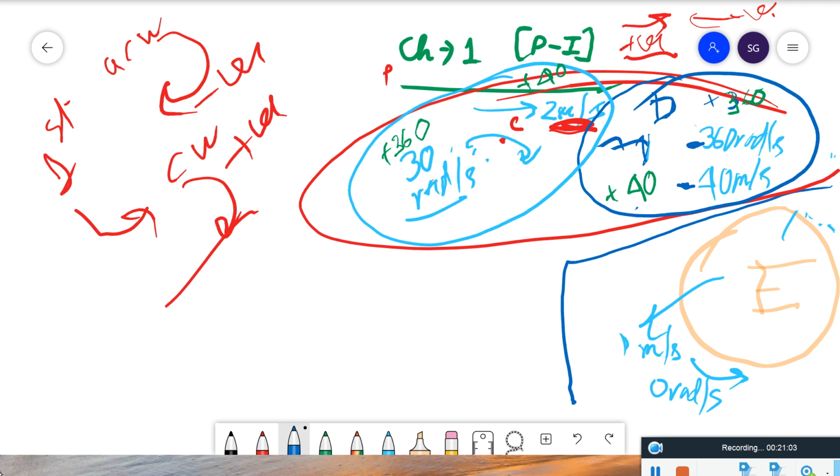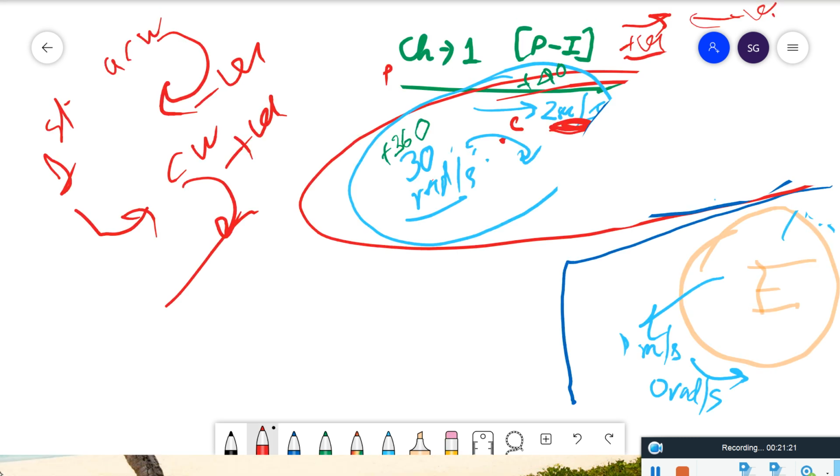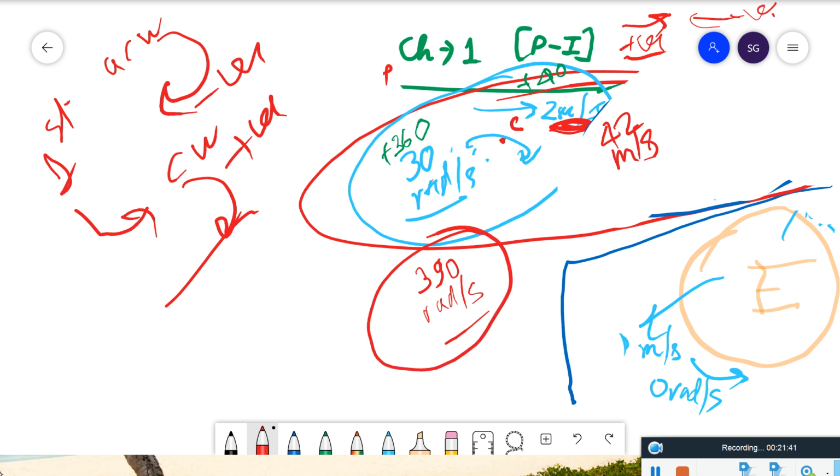Since I have made it 0, it is my frame of reference. Now my work is done here. Now I have to focus on just this part. Forget about the other part. Now just focus on the answer part. It is 360 plus 30, which means 390 radians per second, and plus 40 plus 2 means 42 meter per second. So our final answer, considering D as the frame of reference, its new velocity will be 390 radian per second and 42 meters per second.